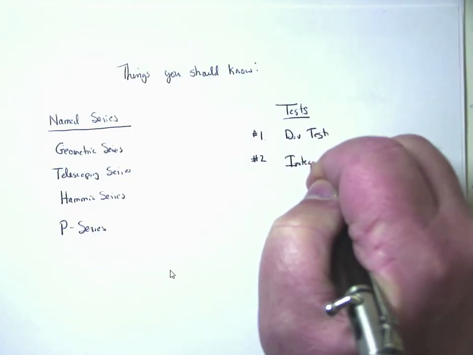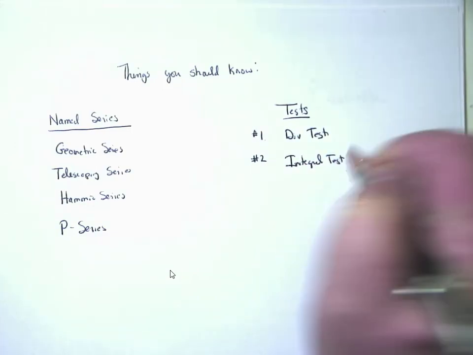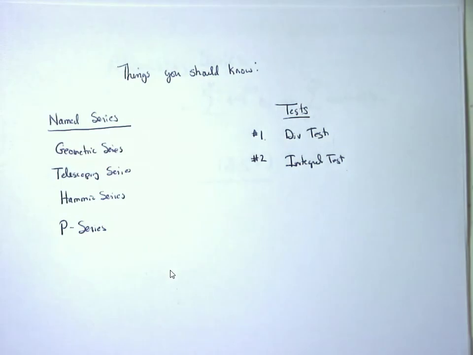Your second test was what? Integral test. What was the integral test? Well, if I convert a series into an integral, it is calculus 2 for all. As long as the function is positive, decreasing, and continuous, when I integrate, if this integral converges, the series that it came from converges. If the integral diverges, the series that it came from also diverges. They do the same thing.